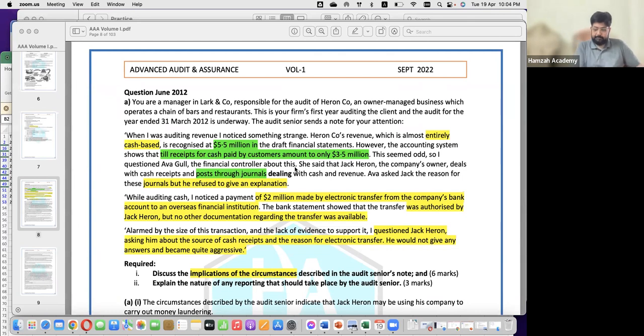Now, implication. Students, auditor should consider to withdraw from this audit as integrity of Jack Heron is doubtful.